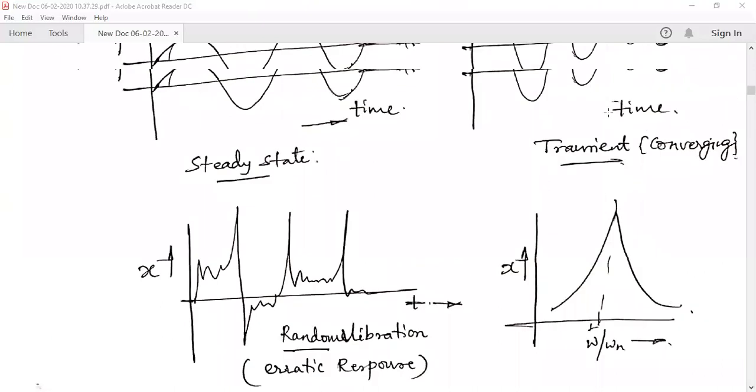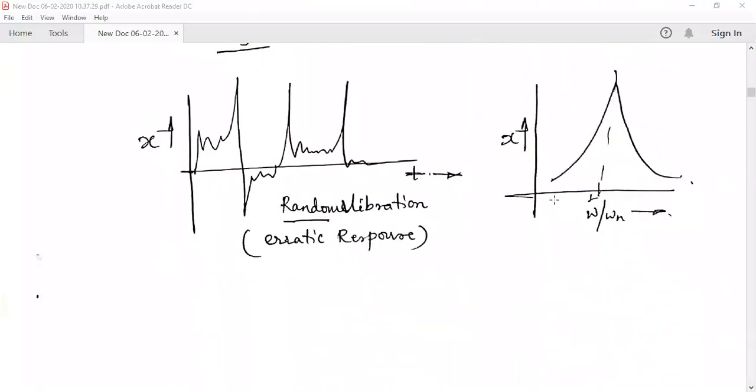There are time domain curves and frequency domain curves here. You can see the peak of a particular frequency curve.